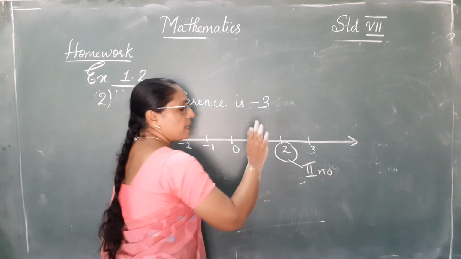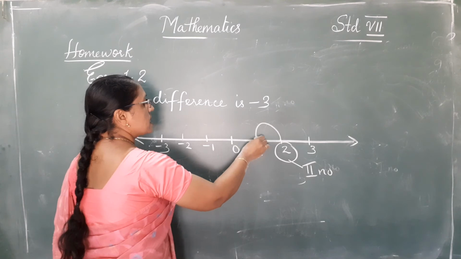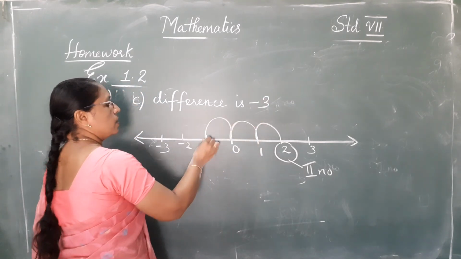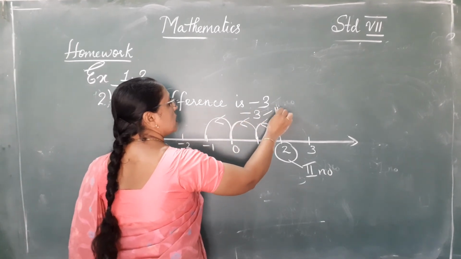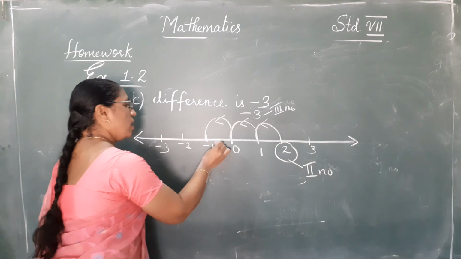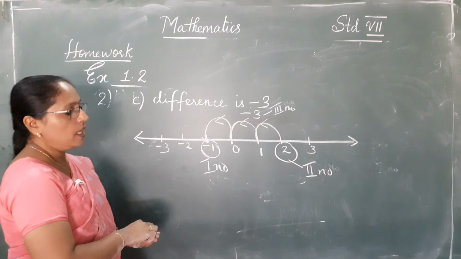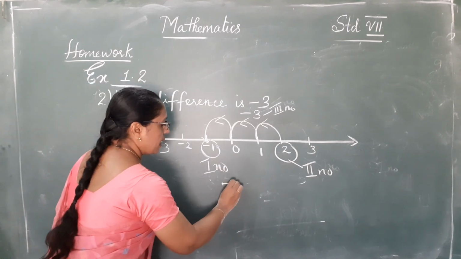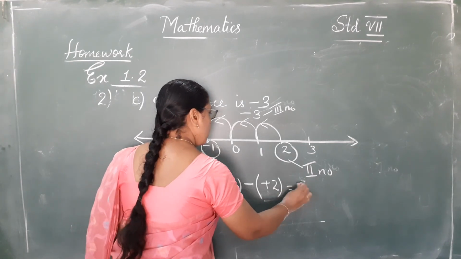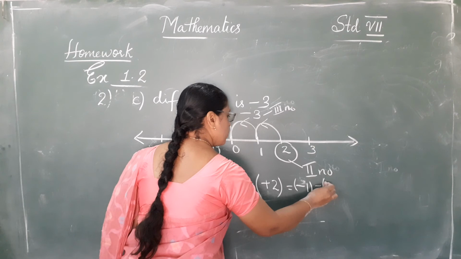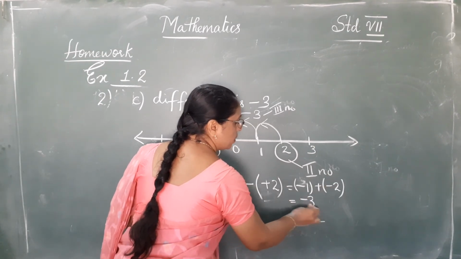In difference, the first number we are selecting is marked as the second number and we need to move 3 steps. This is counting backward. 3 steps backward, that is negative 3, which is our third number, and we reach negative 1. That is our first number. Now when we arrange it, first number negative 1 minus positive 2 is equal to negative 1 minus becomes plus, negative 2, and the answer is negative 3.